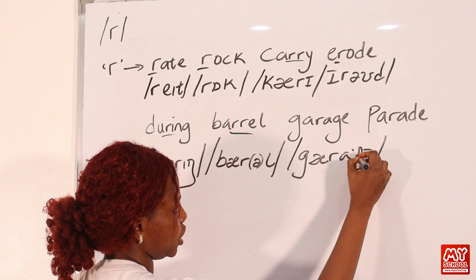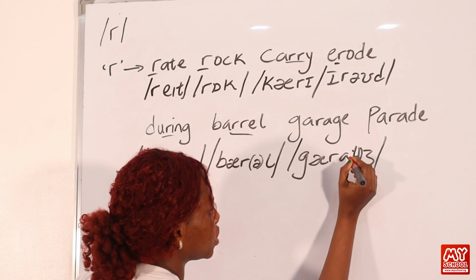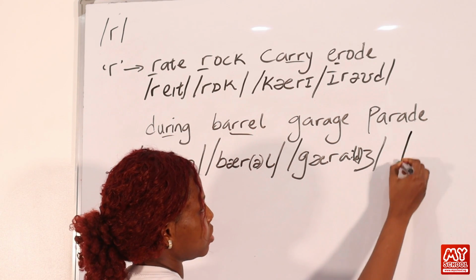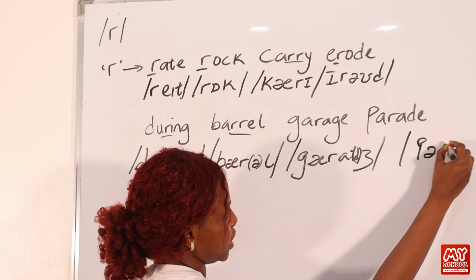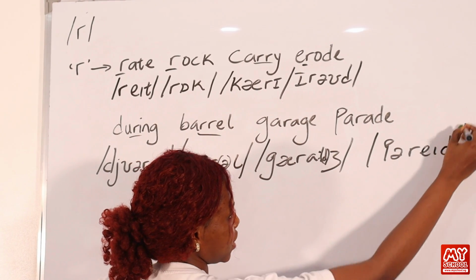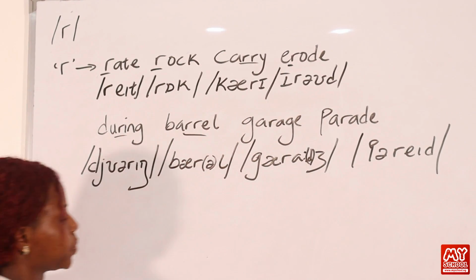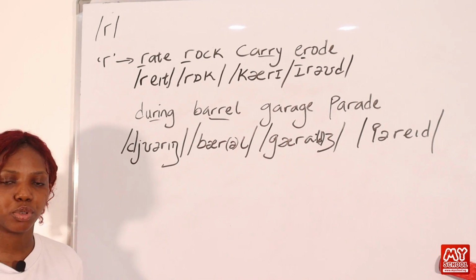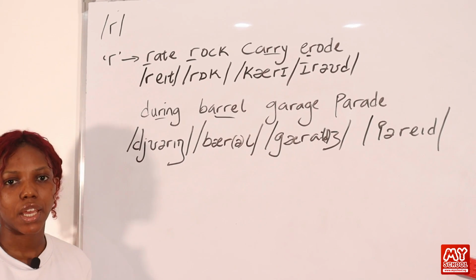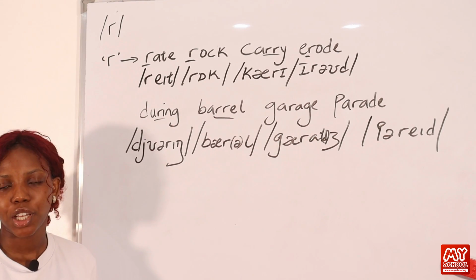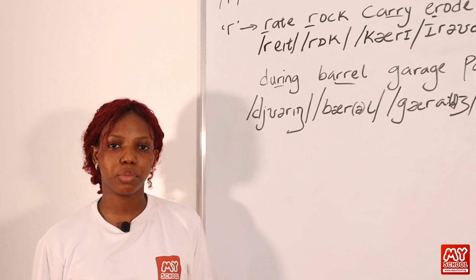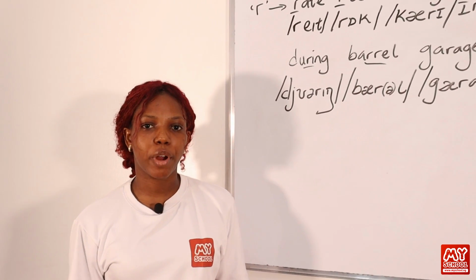Okay, we could have a D here, bracket. And lastly, we have it in the word parade. Okay. So these are the transcriptions for these words. You can find more examples of words with the r sound and try to transcribe that. So next is the glides, or what we call semi-vowels. But we're going to stop right here.